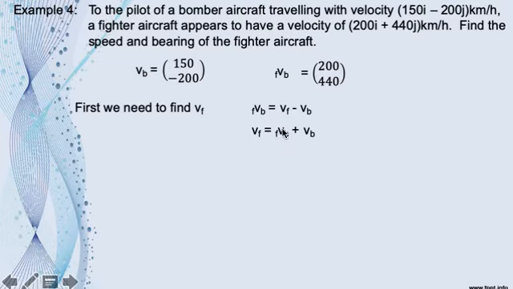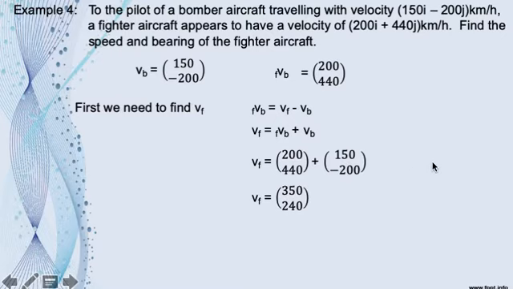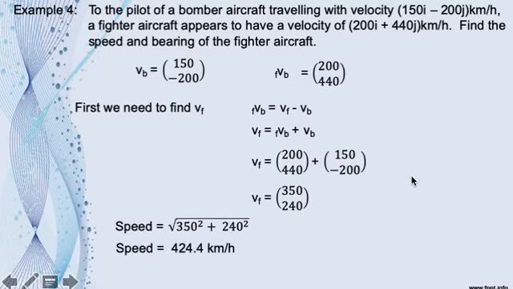Rearrange into what we're actually trying to find. So again, we've got both positives for those. Then we can put them in. The best thing about component vectors, we don't need a diagram because we've just got our i's and j's. We don't have to worry about where angles are and things like that. And we can simplify to get the true velocity of f is 350i + 240j. We know the speed then is just going to be the magnitude, which gives us 424.4.